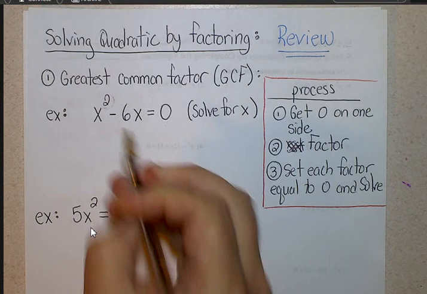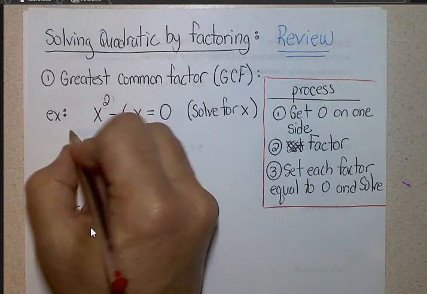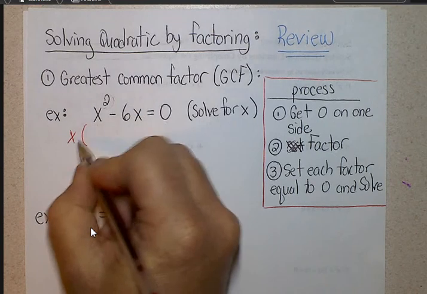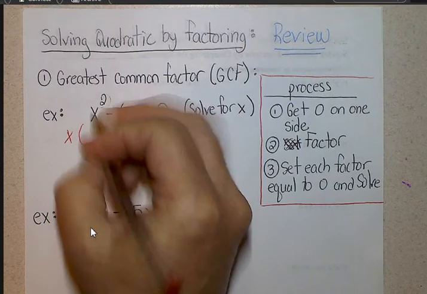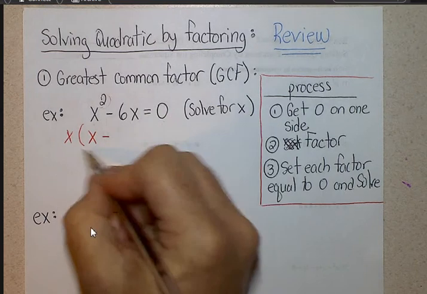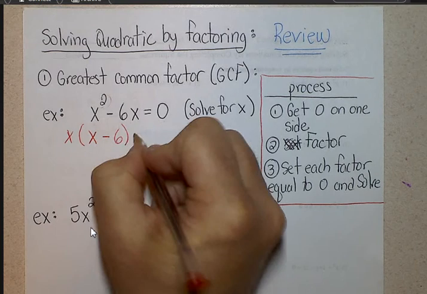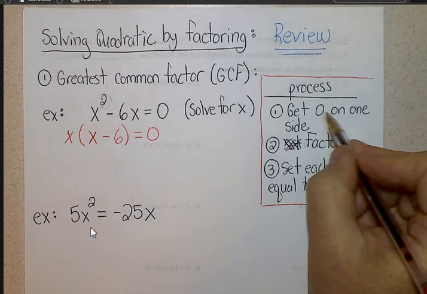So I look at the two terms. The greatest common factor I can take out is an x times. Again, you go through, what do I multiply x by to get x squared? That's an x. Keep the sign the same. Minus, what do I multiply x by to get 6x? That's going to be 6 equals 0. So we got 0 on one side, which we didn't have to do.